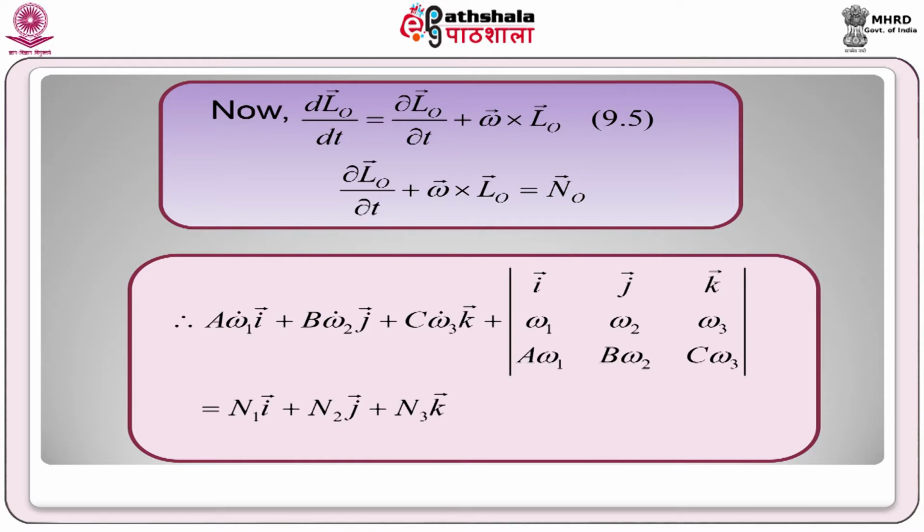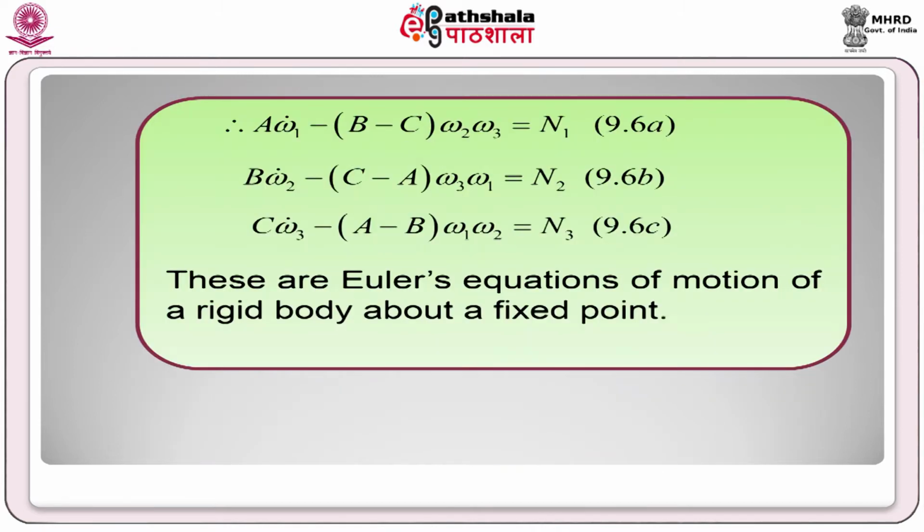N_O vector has the components capital N1, capital N2, capital N3. So, we can write N_O vector as capital N1 into i vector plus capital N2 into j vector plus capital N3 into k vector. Similarly, the other two equations can be obtained. These equations of motion are known as Euler's equations of motion of a rigid body about a fixed point which is O.